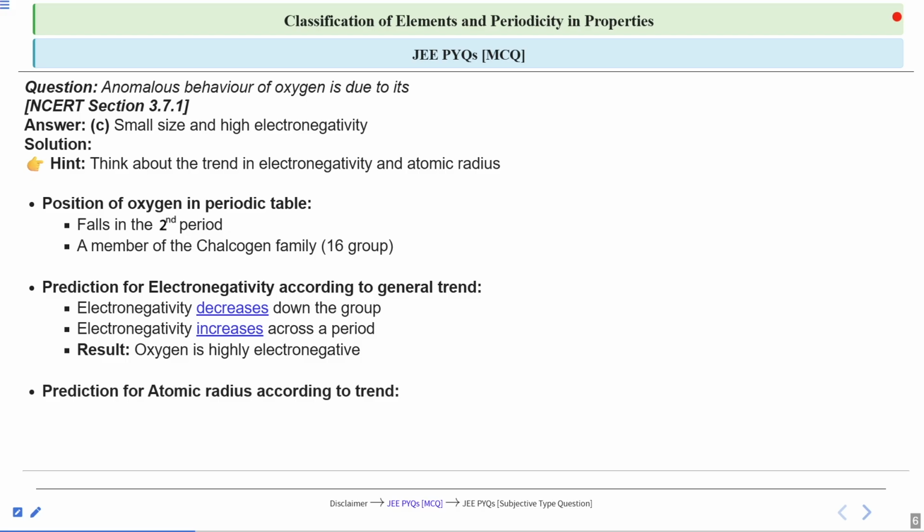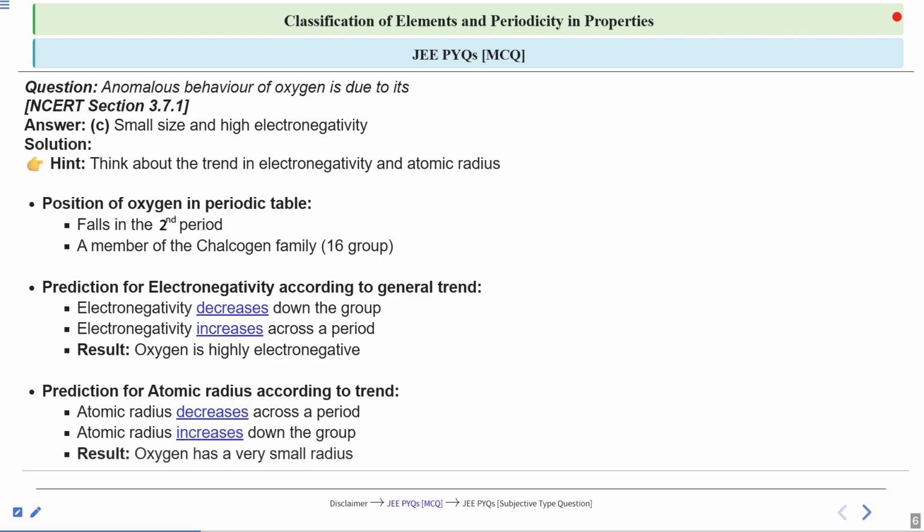Now, what would be the prediction for the atomic radius according to this trend? According to the general trend, we know that atomic radius decreases across a period and it increases down the group. So we can easily say that elements present on the rightmost part of the periodic table and at the top of the group will have a very small radius, because the size decreases from left to right and increases from top to bottom. So from these two lines, what can we conclude? We can conclude that oxygen is highly electronegative and very small in size.